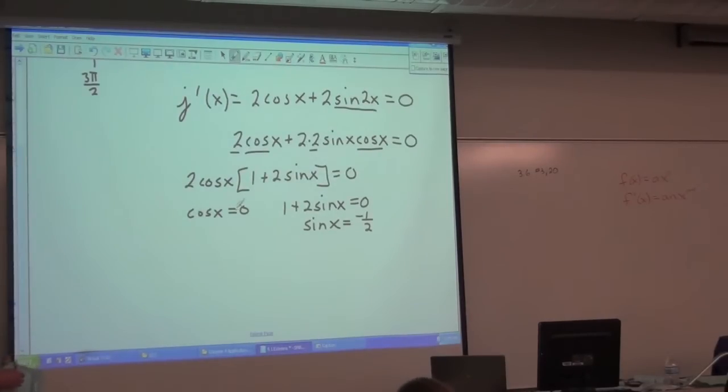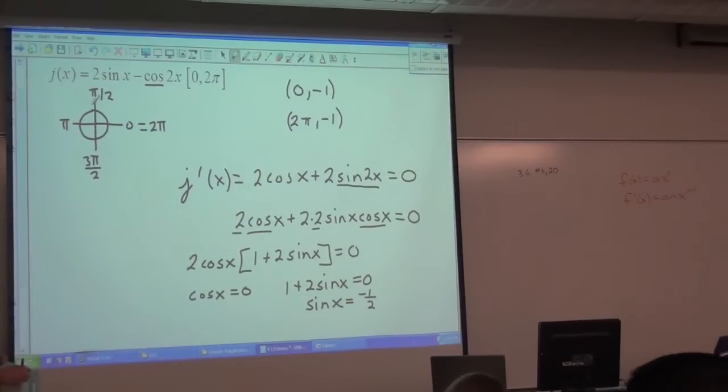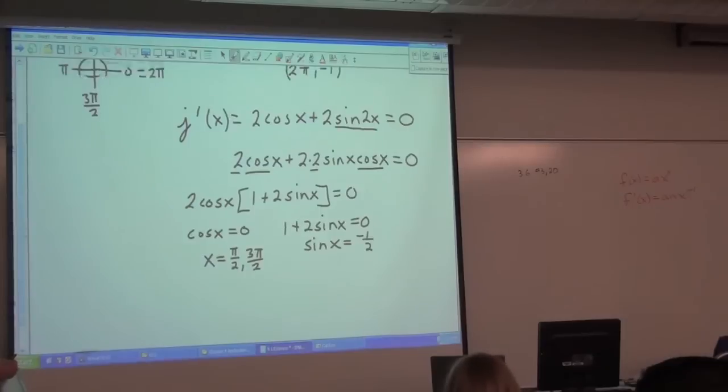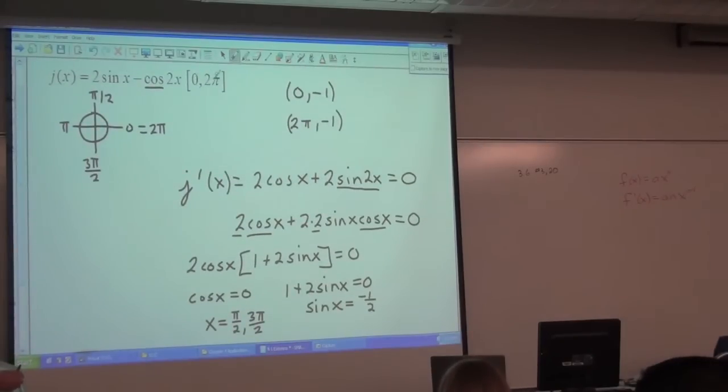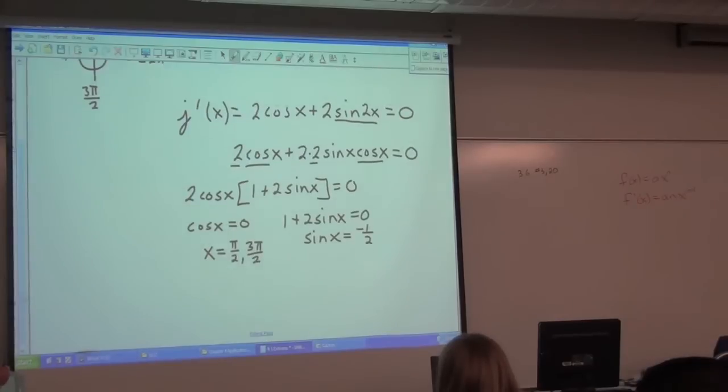So cosine is 0. Well, we can go back to this right here. Cosine 0, we go straight up and straight down: pi over 2 and 3 pi over 2. And this sort of clues us in too. We want to be between 0 and 2 pi. So where does sine equal negative 1/2?